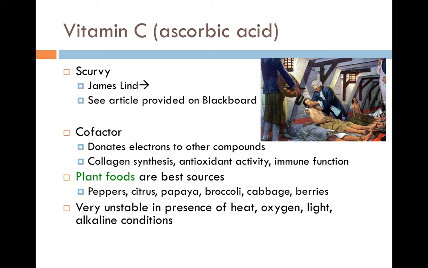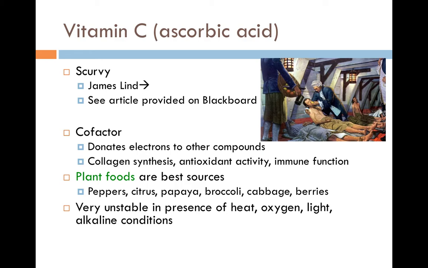Now, moving on to the last vitamin I'm going to cover in this presentation, vitamin C or ascorbic acid. So it's obviously not a B vitamin like the others discussed in this presentation. I provided a more detailed article about James Lind on the Blackboard site, but Lind helped find a cure for a deadly disease called scurvy. In the 1700s, sailors on long voyages were suffering from bleeding gums, tooth loss, bruising, and scaly skin. In addition, any wounds they suffered on the voyage would not heal, often leading to death.